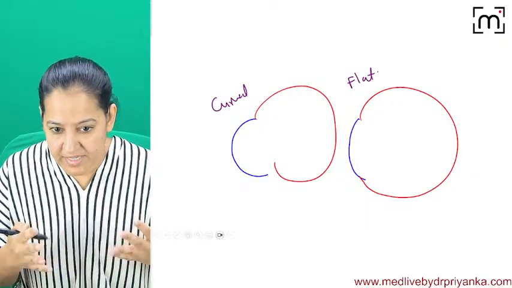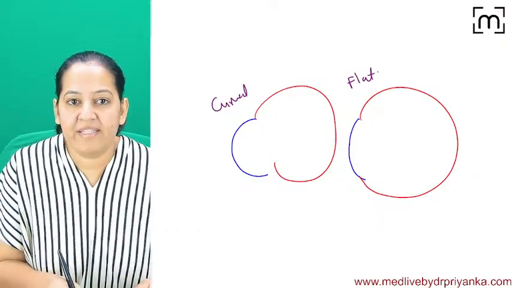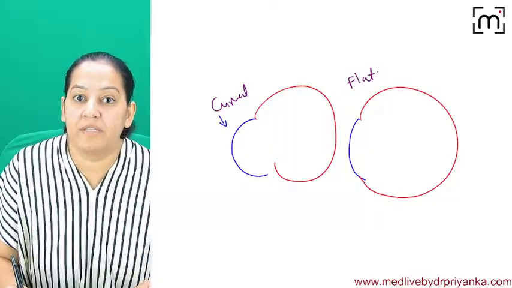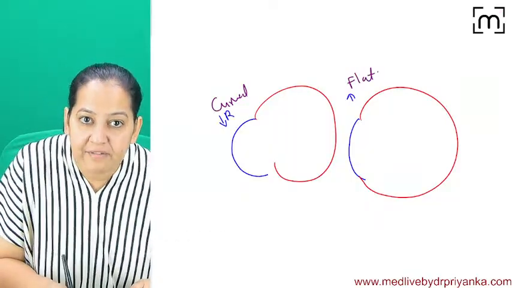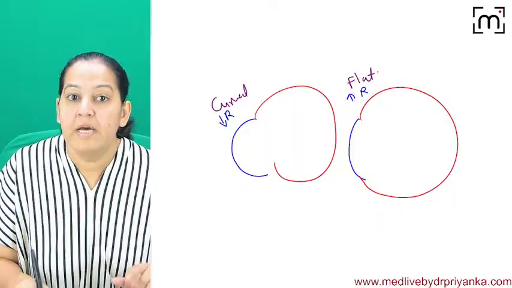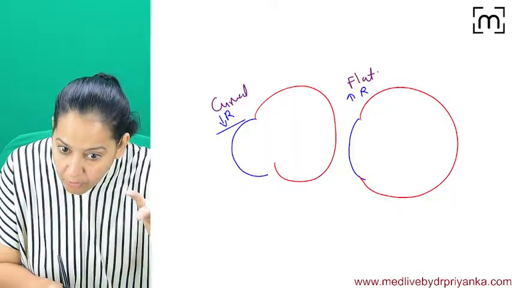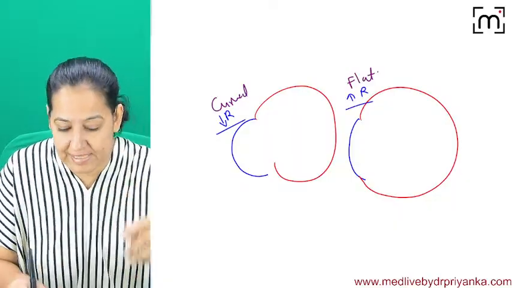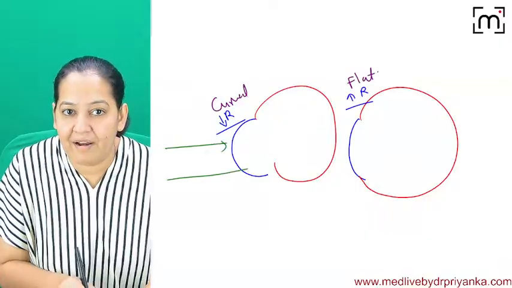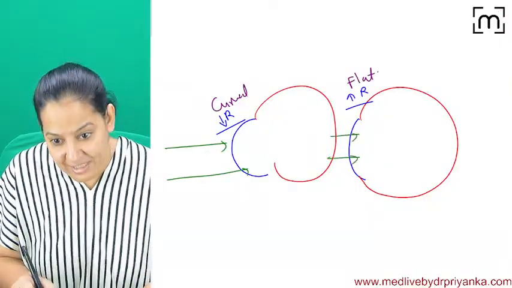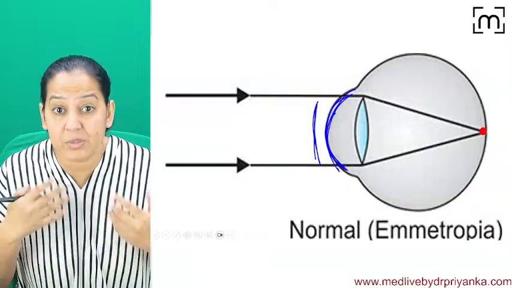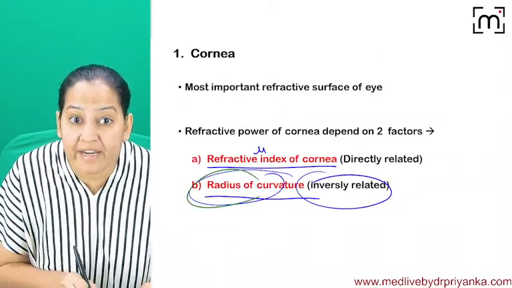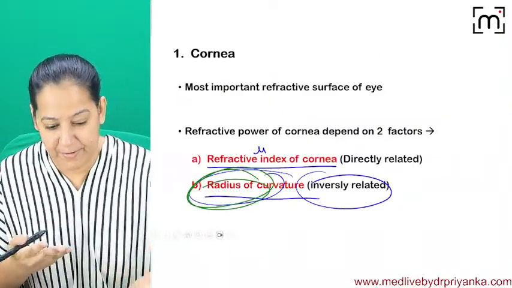You are getting my point, what I am saying. So this cornea has less radius of curvature and this cornea has more radius of curvature. And radius of curvature is inversely proportional to convergence. So this will converge more and this will converge less. When the same parallel lights fall here and the same parallel lights fall here, this will converge them more and this will converge them less. So this is what I mean by radius of curvature. Right. I hope you got it.